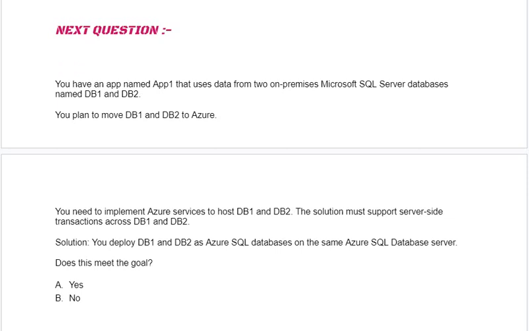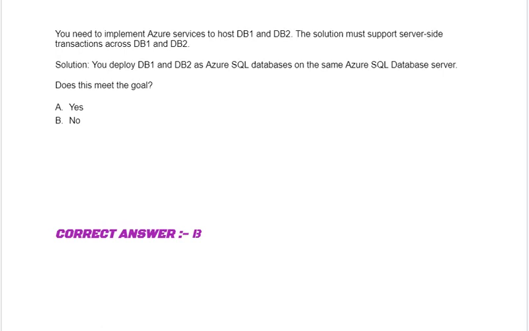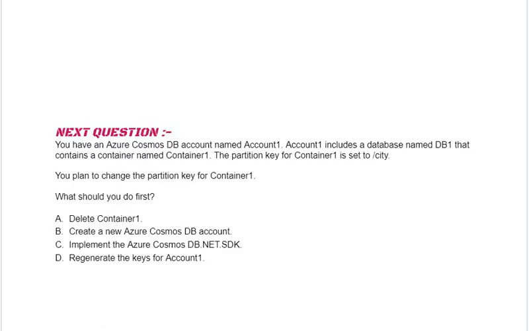Next question is, you have an app named App1 that uses data from two on-premises Microsoft SQL Server databases named DB1 and DB2. You plan to move DB1 and DB2 to Azure. You need to implement Azure services to host DB1 and DB2. The solution must support server-side transactions across DB1 and DB2. Solution: you deploy DB1 and DB2 as Azure SQL databases on the same Azure SQL database server. Does this meet the goal? Options are yes or no. Correct answer is no.